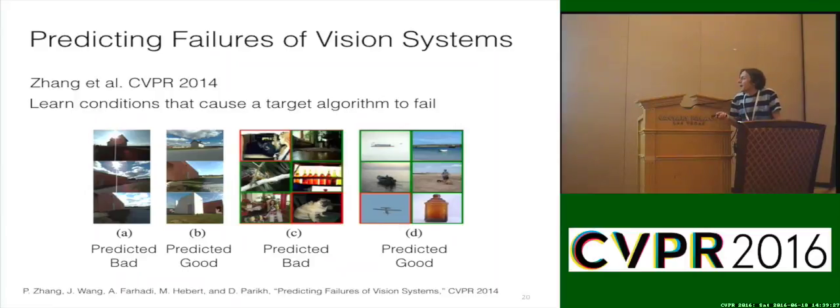So one particular work I'll highlight, Predicting Failures of Vision Systems, which appeared at CVPR 2014 from Devi Parikh's group. Learn conditions that cause target algorithms to fail. So here are some examples, just characterizing the visual features before they're classified. Is this going to be a problem, yes or no? You could think of this as some methodology for image quality assessment. So if you're familiar with the area of human biometrics, we often try to apply a quality metric to the images coming into the system and make some prediction about how well the system will work based on them.